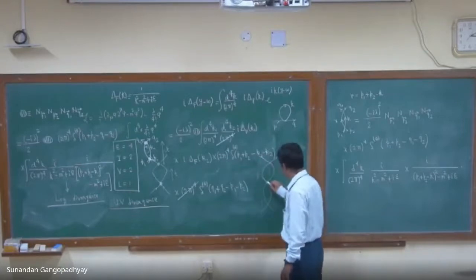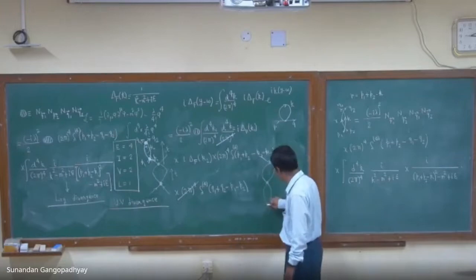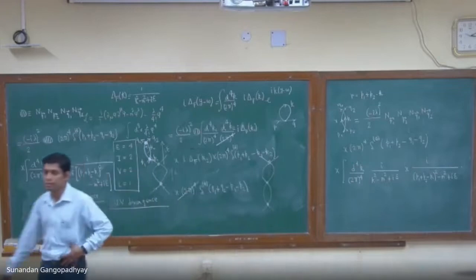So it meets, again it goes, again it goes. So this particular diagram will contribute to the scattering amplitude at which order? Third order. At the third, because there are 3 vertices.